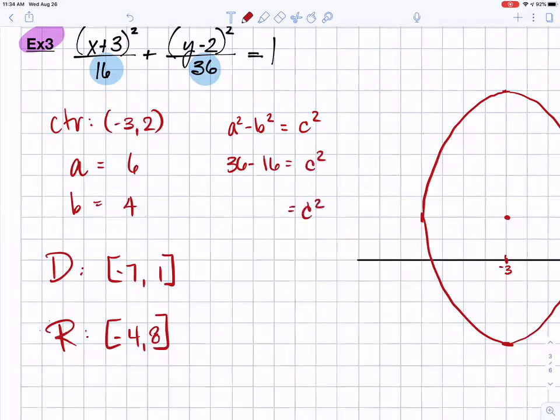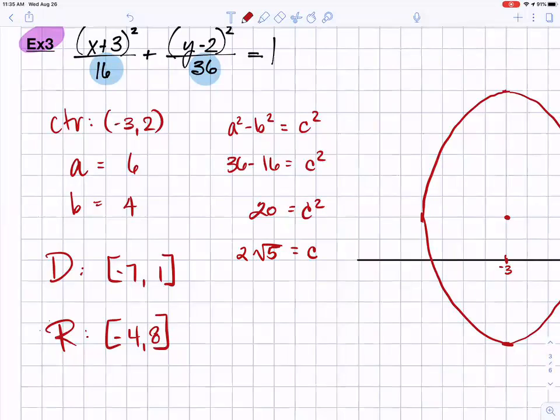So C squared is 20. Now, I never said you had to graph the foci. You just have to give me the foci. You don't need the focus points for graphing, okay? So I don't care what the decimal value is here. I just want the accurate value, okay? So what is the square root of 20? 2 root 5. Okay, that's fine. What is C again?